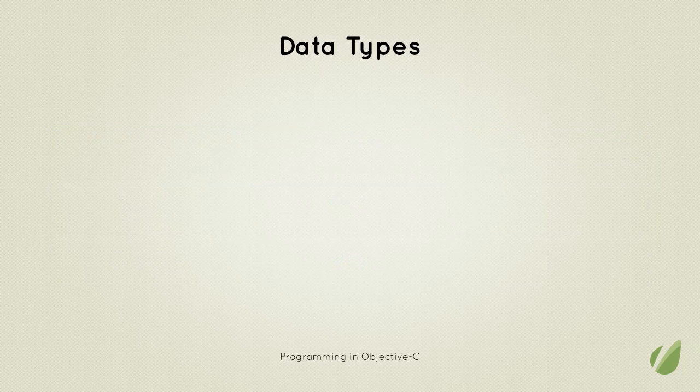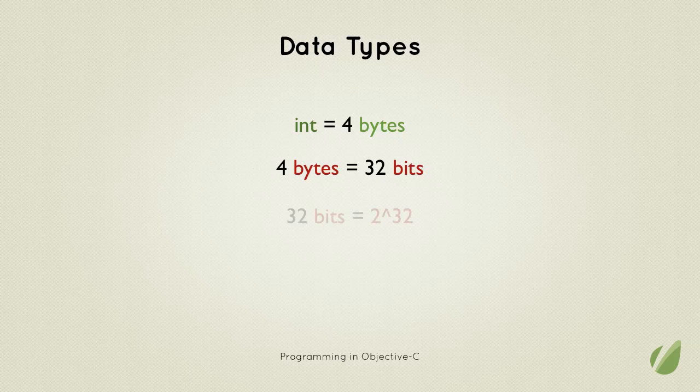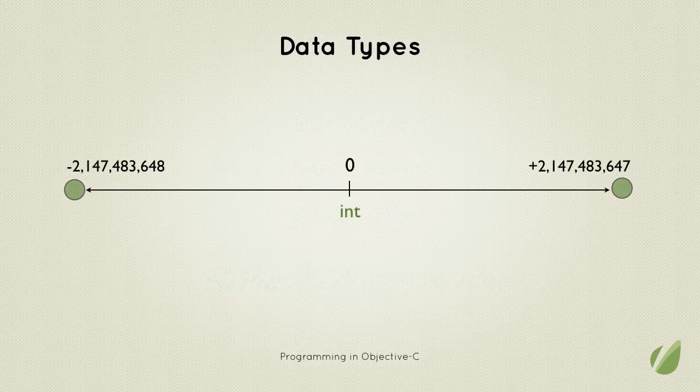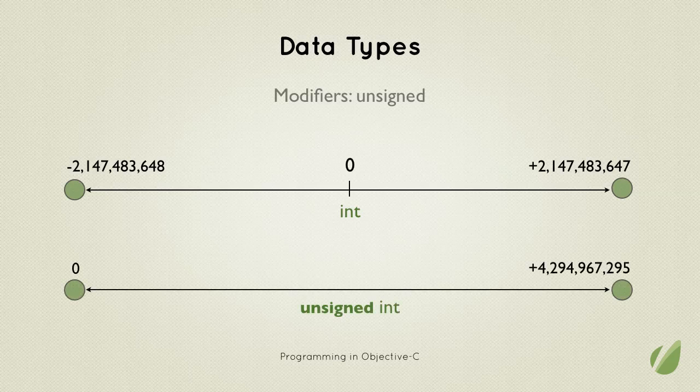Now, I want to show you a fast calculation to know the exact capacity of a specific data type. Take as example the integer, that uses 4 bytes to store its information. 4 bytes are equal to 32 bits, and 32 bits give 2 to the 32nd, that results in more than 4 billion possible values. If we also need negative values, we have to consider a range from -2 billion to +2 billion. But in case we only need positive values, we can increase this range by using the keyword unsigned, shifting the range from 0 to more than 4 billion.